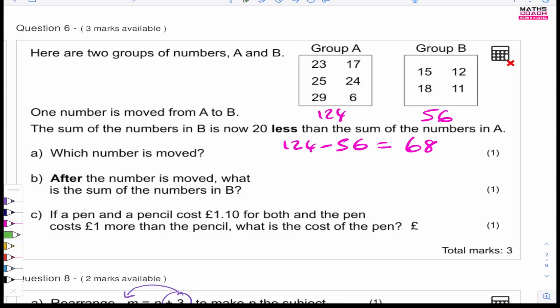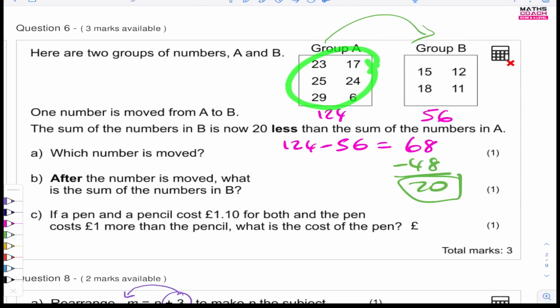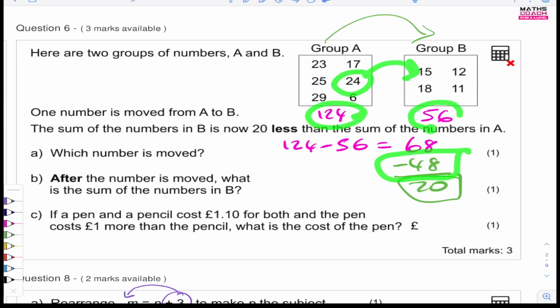What we need to do is move a number from group A into B now, right? We need to move a number in there. That makes this difference into just 20. So you have to take away 48 from here to give you 20 as a difference. So one of these numbers has to be lost from group A and gained in group B. Now remember, this number has to somehow represent 48. Now this number is 24, because if 24 goes into B, then it would be lost from this 124 but gained by this.